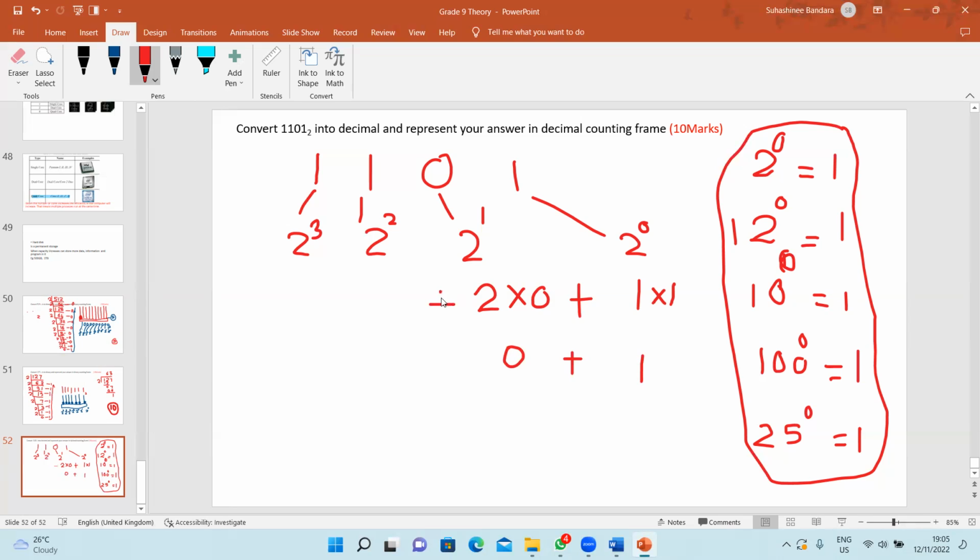Then add 2 to the power 2. What is the value? 4. 4 multiplied with 1, the answer will be 4. So 4 should be added with this one. Then 2 to the power 3.